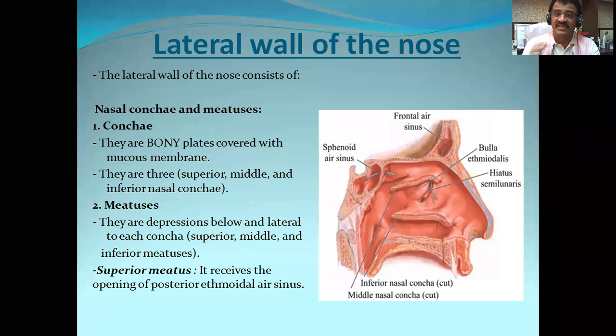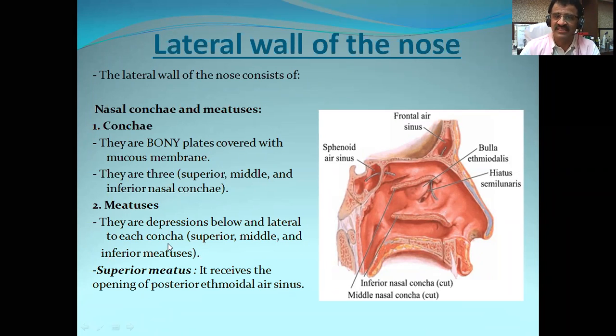So they are the depressions below and lateral to each concha. So below each concha there is a space or a depression, a shallow space, a hollow space, and those are called meatuses. And there are three of them: superior nasal meatus, middle nasal meatus, and inferior nasal meatus.